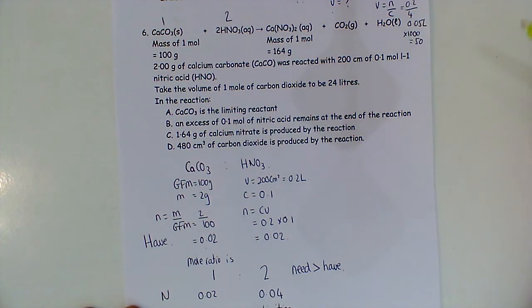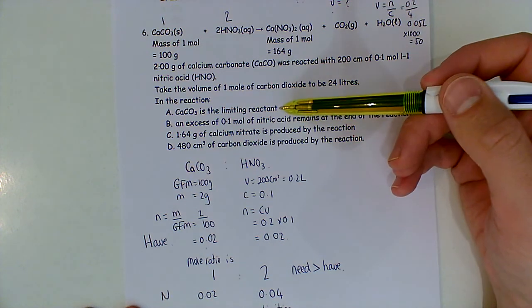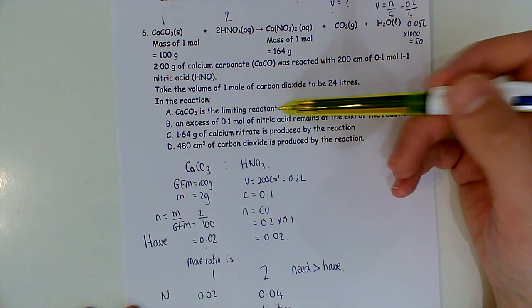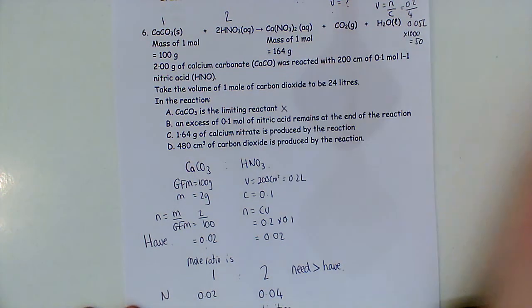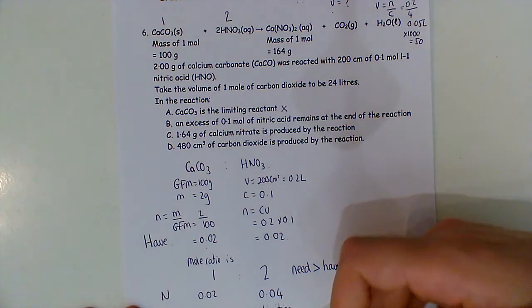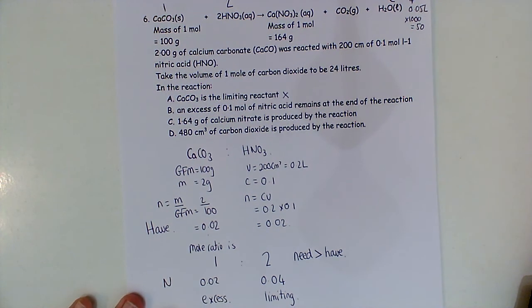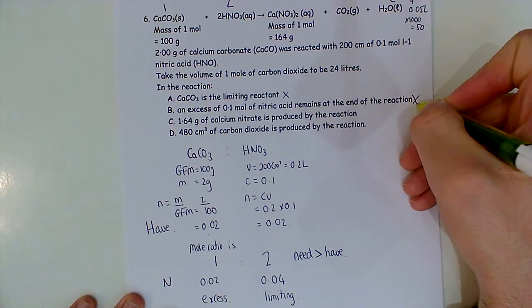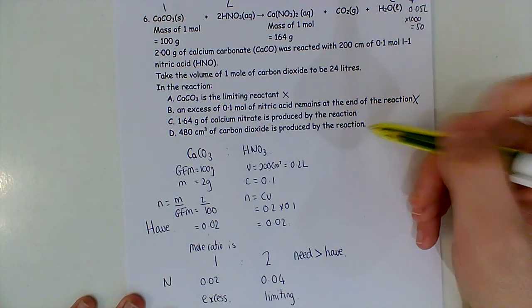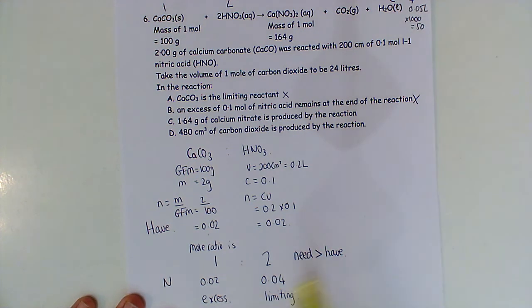So at this point, let's see, can we rule out anything? Calcium carbonate is the limiting reactant. We know that one is not true, it's in excess. The next one says an excess of nitric acid remains at the end of the reaction. Well, it's our limiting reagent, so that is also not true. Now we need to think about the other ones.